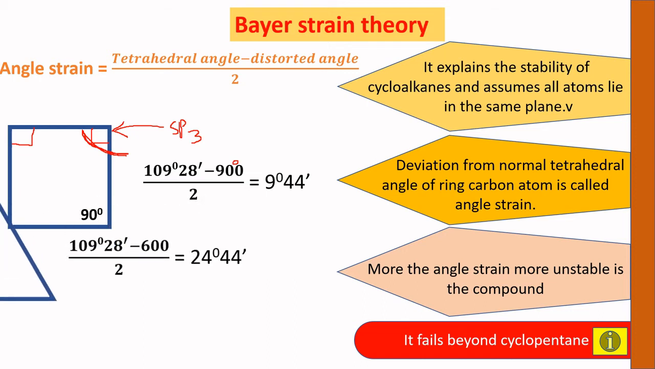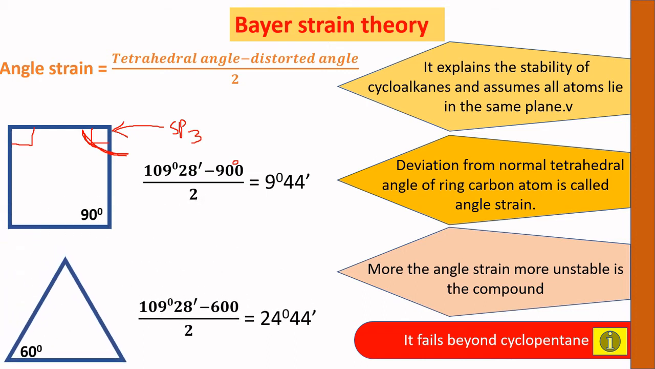Okay, so we can find out with another example. You can see here, this one is a cyclopropane. In this case, you can see this is a carbon, this is a carbon, and this is a carbon, right? This one is also a carbon. So between this carbon and carbon, the bond angle should be 109 degree 28 minute. But in this case, the bond angle is 60 degree, right? So what is the angle strain? You can see here, the angle strain comes out to be 24 degree 44 minute.